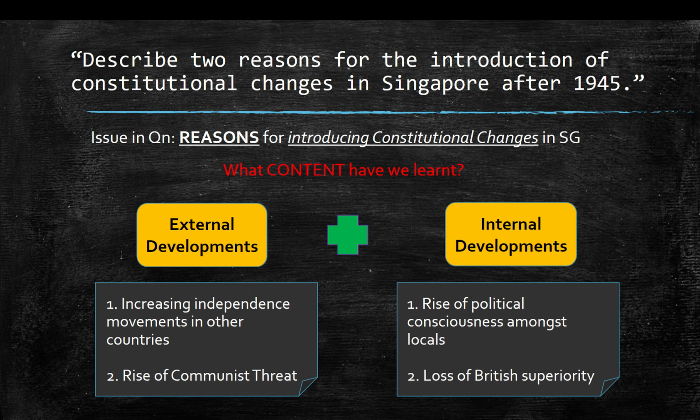Identifying the issue. So let's go on to step 2, where we think about what would be the relevant content points that we have learned. We have learned that there were both external as well as internal developments that actually had an impact on the British decision. External developments include increasing independence movements in other countries, the rise of communist threat, whereas internal developments would include the rise of political consciousness among locals, as well as the loss of British superiority.